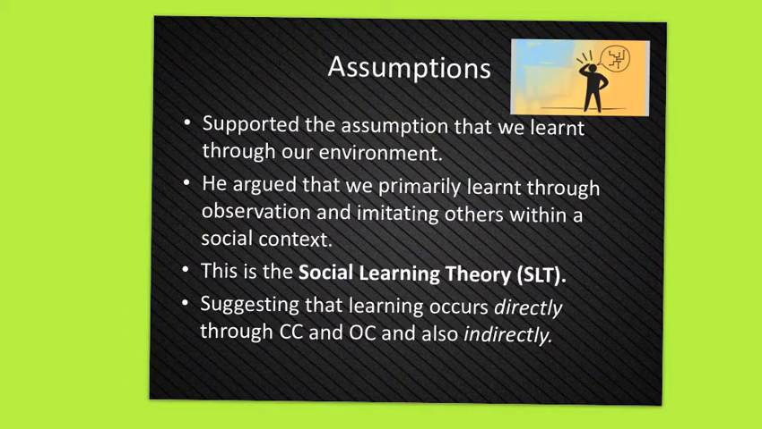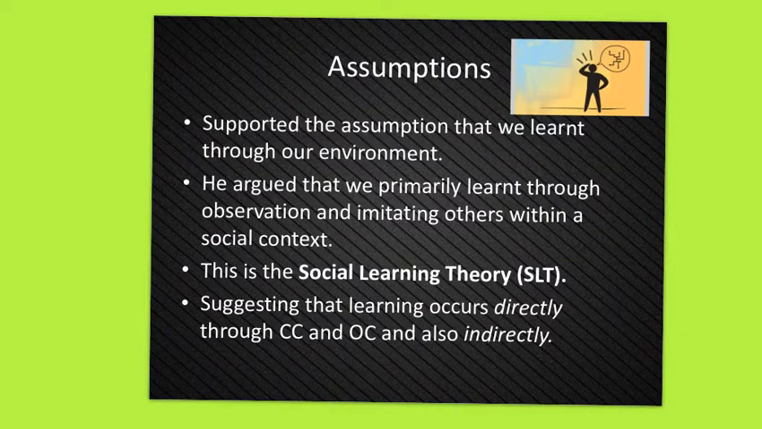Now, the assumptions of the social learning theory are very simple. It supports the assumption that we learn through our environment and the interaction with our environment. He argued that we primarily learn through observation and imitation of others within a social context. So we'll see what the consequences are, etc., and we'll be more willing to copy them based off that.